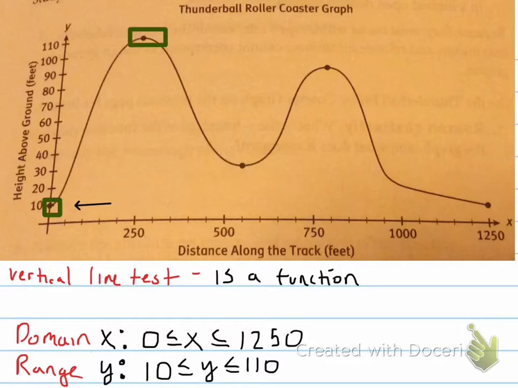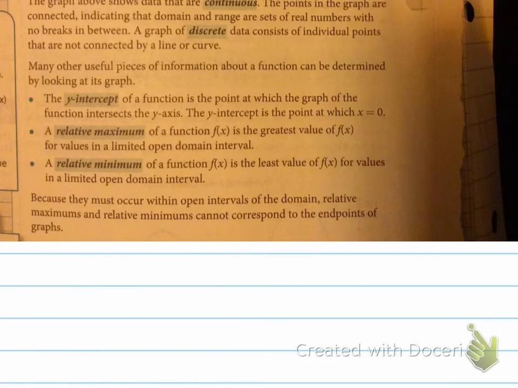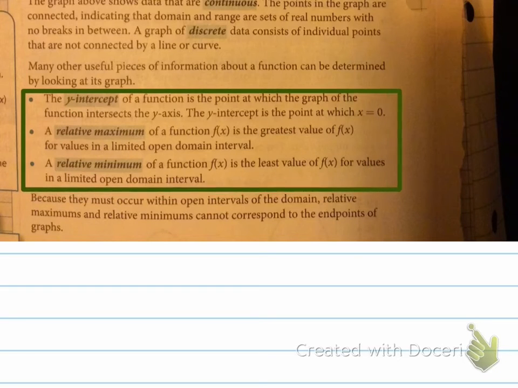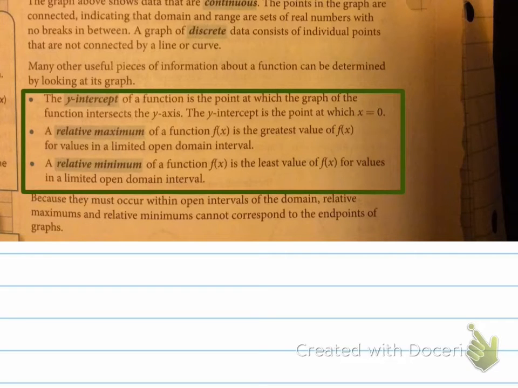Okay, so that's how you can tell your domain and range of a function. Let me erase this so you can see it like this. Okay, vertical line test, function, domain, range. This is very important information. The main thing being this box right here. This is all in your book. The y-intercept, which we should all know, intersects the y-axis, and x equals 0. Very important information.